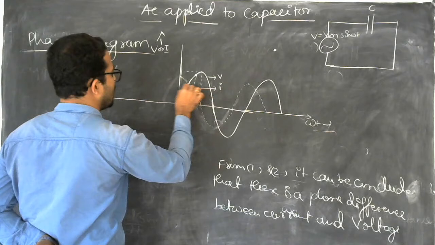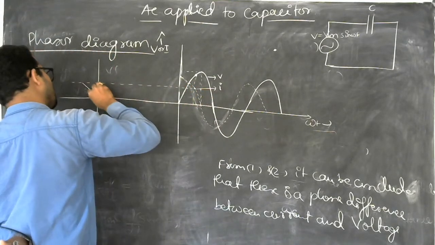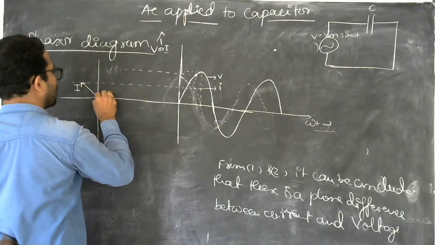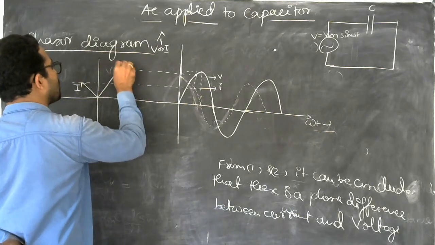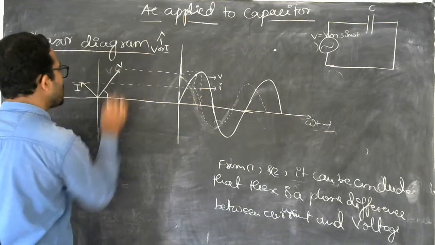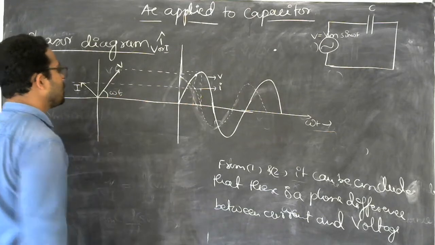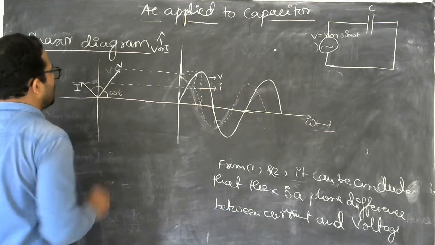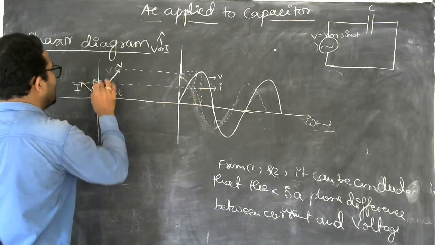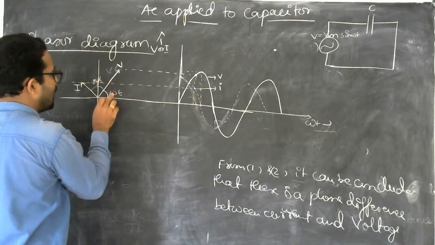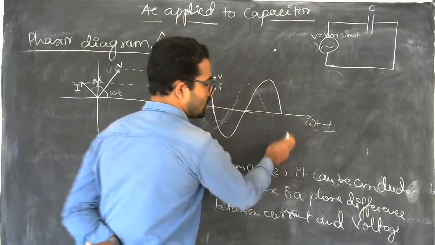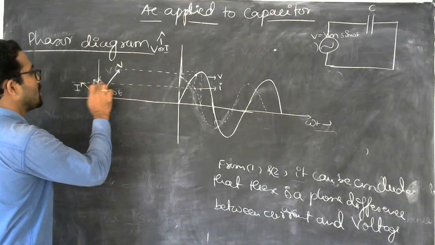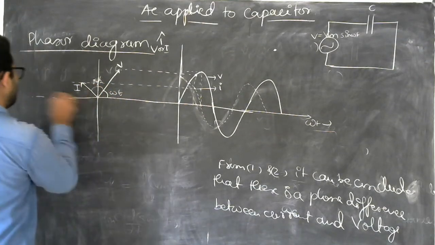So we have taken the two points over here. This is a current phasor, capital I, and this is a voltage phasor, capital V. The angle formed by this V with respect to the axis is omega t, and the angle between current and voltage is pi by 2. So the total angle is pi by 2 plus omega t. That is what you saw in the equation I equals Im sin of omega t plus pi by 2. So the total angle of my I is omega t plus pi by 2. So these are the representations.